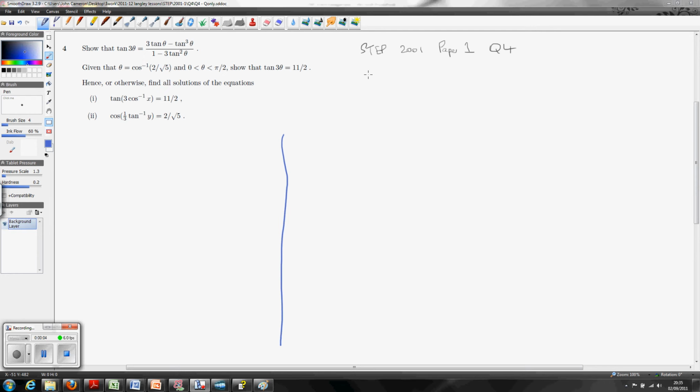Welcome to this presentation, which continues discussion of STEP paper 1 question 4. In the first part of the presentation we proved these two things, and now we've got to do "hence or otherwise, find all the solutions of these two rather forbidding looking equations."